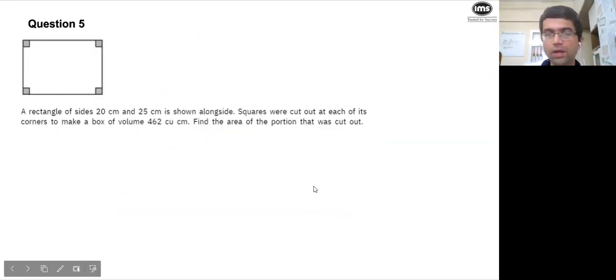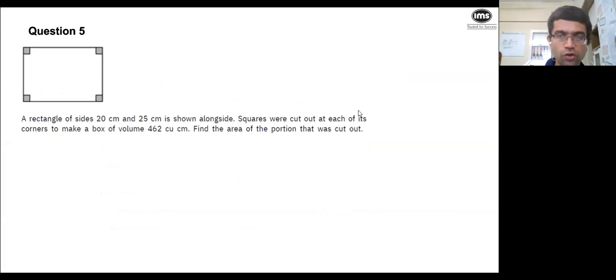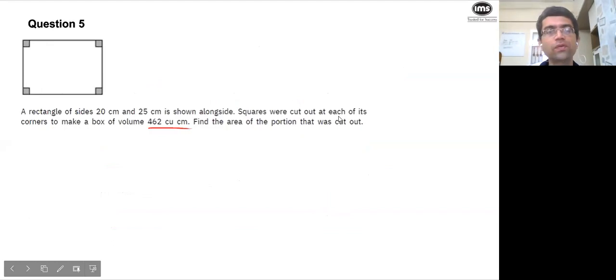And the last one: a rectangle of side 20 cm and 25 cm is shown alongside. Squares were cut out at each of its corners to make a box of volume 462 cubic centimeter. Find the area of the portion that was cut out.